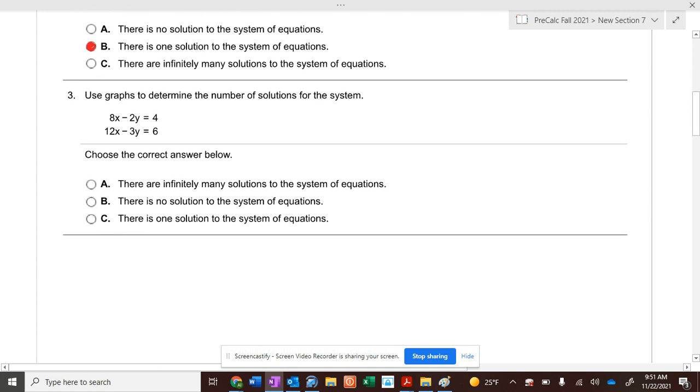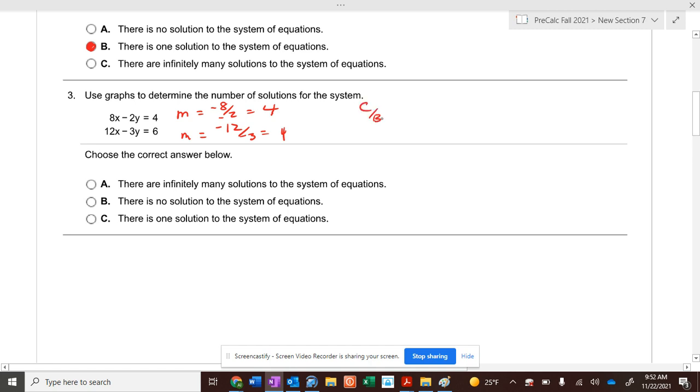Okay? Looking at this one, what's the slope of the top one? Negative 8 over negative 2, which is a positive 4. Slope of the bottom one, negative 12 over negative 3, which is a positive 4. So they have the same slope, so we need to check their y-intercepts.